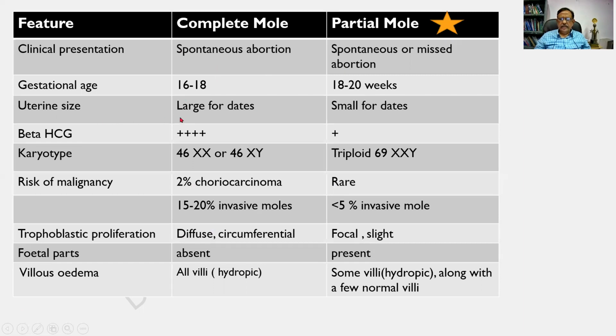The uterine size is large for dates in a complete mole, and here it is small for dates. Beta HCG is markedly increased in complete mole, mildly increased in partial mole. And the karyotype is given here, it is 46 XX or XY, whereas in a partial mole it is 69 XXY. The risk of malignancy is 2% of the cases can develop a choriocarcinoma.